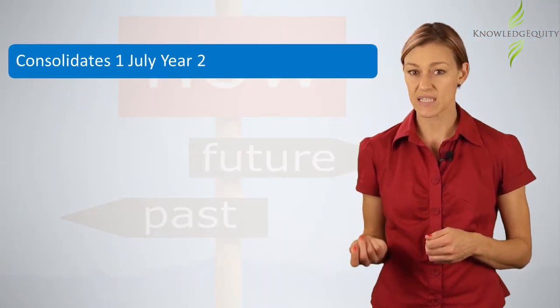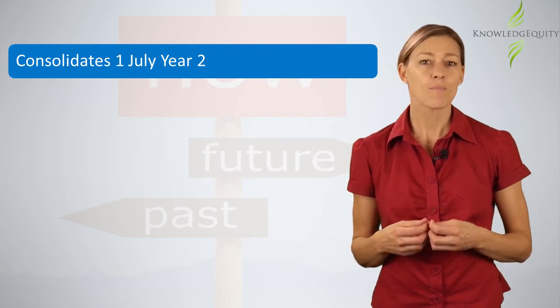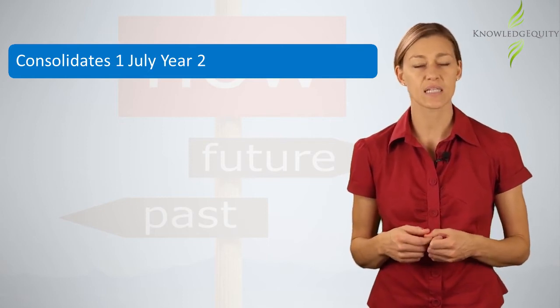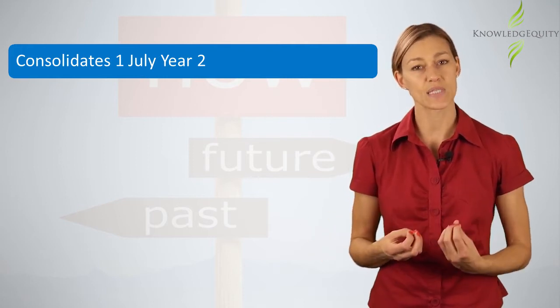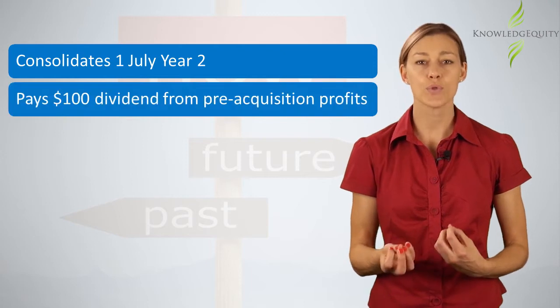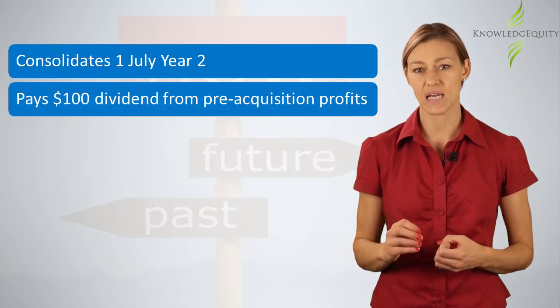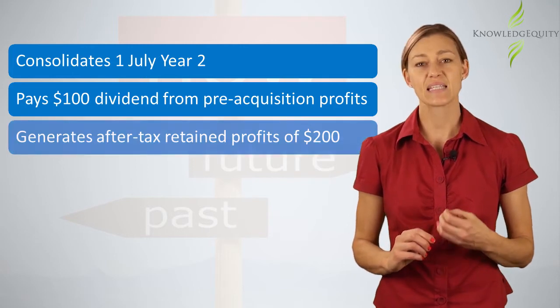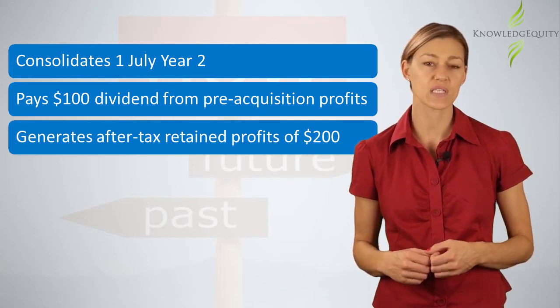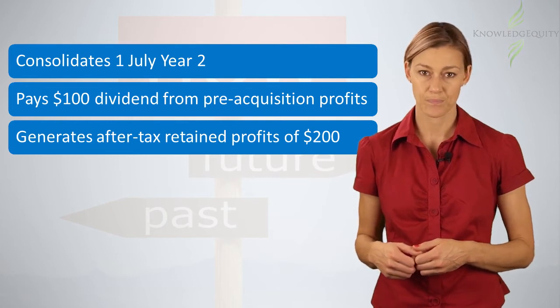Let's consider if instead of immediate consolidation, Baxter Limited does not consolidate until the 1st of July in year 2. During the period from acquisition until consolidation, Moonsun as the subsidiary paid a dividend of $100 from pre-acquisition profits, and after-tax trading retained profits of $200 were generated.